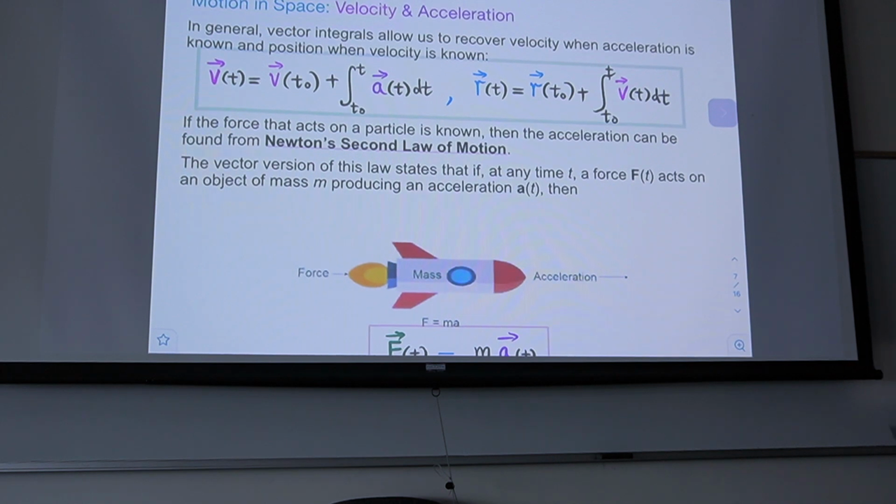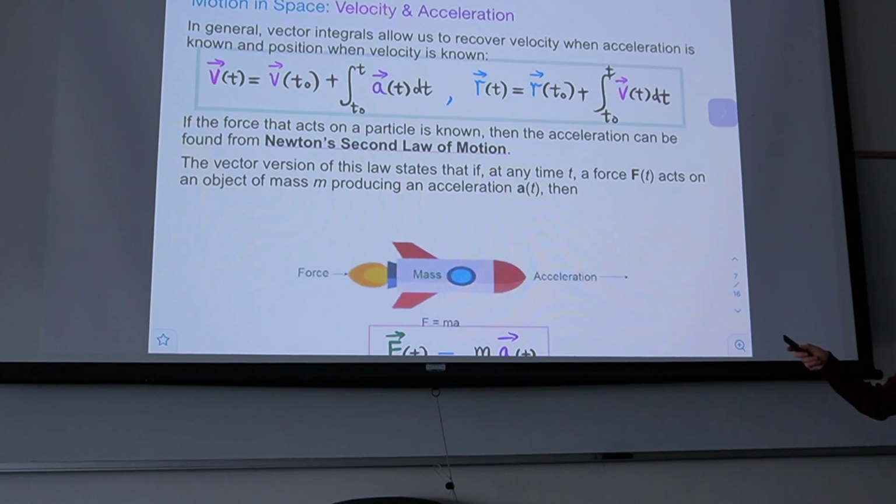here? In general, vector integrals allow us to recover velocity when acceleration is known and position when velocity is known. I can say velocity is equal to the velocity at initial time plus the integral from t naught to t of the acceleration, and the position vector is equal to the position at the original time plus the integral from t naught to t of the velocity. If the force that acts on a particle is known, then the acceleration can be found from Newton's second law of motion. Okay, very good. Let's just stop here for now.